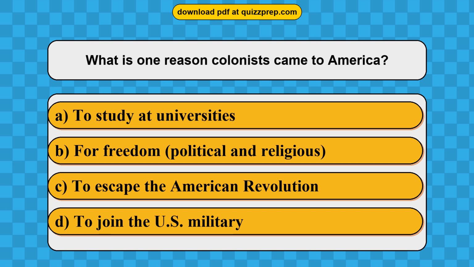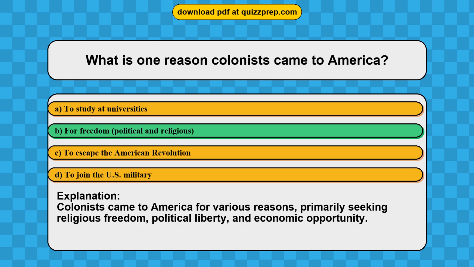Option A. To study at universities. Option B. For freedom, political and religious. Option C. To escape the American Revolution. Option D. To join the U.S. military. The correct answer is option B, for freedom, political and religious. Colonists came to America for various reasons, primarily seeking religious freedom, political liberty, and economic opportunity.